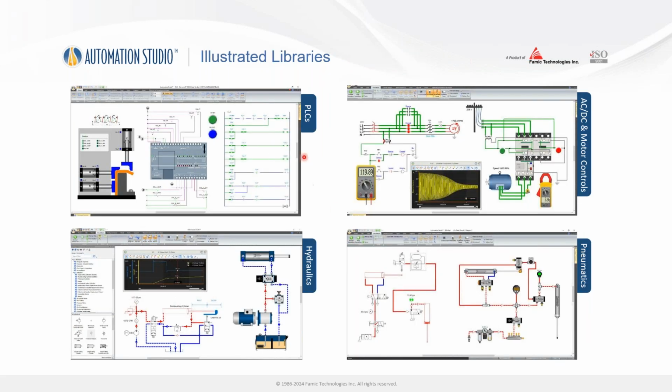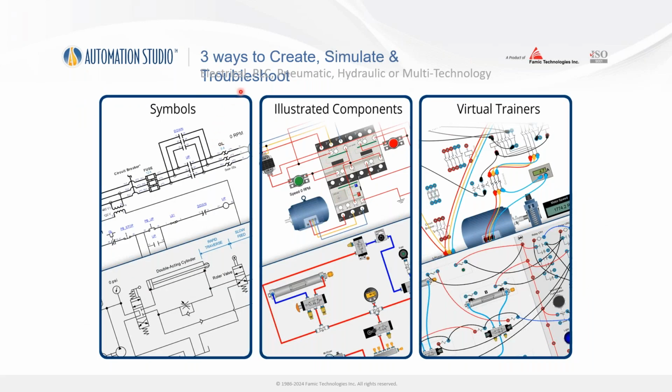We also provide illustrated libraries in Automation Studio. So we have libraries for PLCs, hydraulics, AC/DC motor control, pneumatics, aeronautics, and sectional components. So these are three ways to create, simulate, and troubleshoot in Automation Studio. You can create the circuit using ISO symbols, then illustrated components, and you can use virtual trainer kits also.